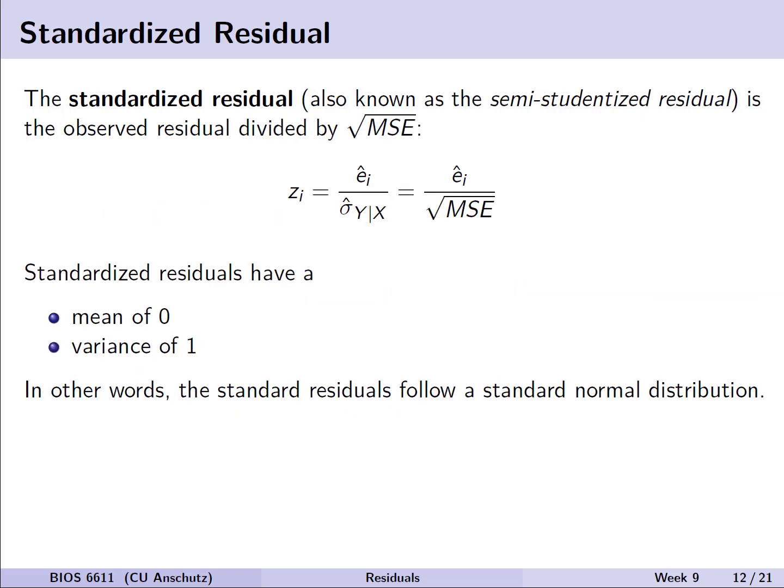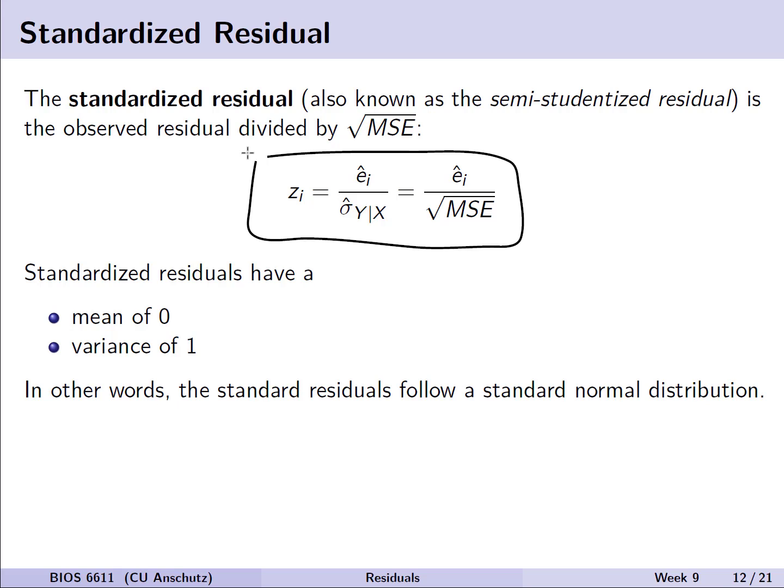That leads us to our first twist on the observed residual, which we call the standardized residual. Or in some cases or sources, it's known as the semi-studentized residual. And it's simply the observed residual divided by the square root of the mean square error. And so we see here this nice little equation on our screen. Z sub i, our standardized residual, is literally just equal to that observed residual e hat sub i divided by sigma hat y given x, or the square root of our mean square error.